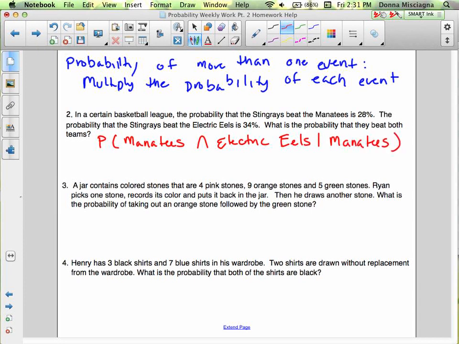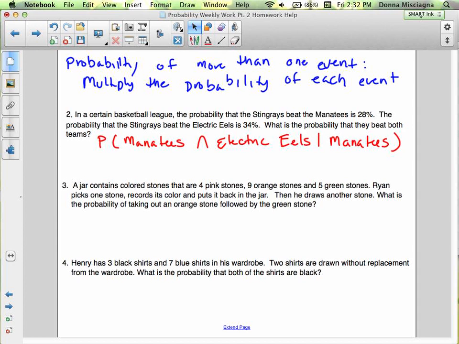Now, if they are independent events, then the probability of electric eels will be the same as the probability of electric eels given that they beat the manatees. If they are dependent events, you would calculate the probability of electric eels given that they've already defeated the manatees. Now, think about it. Does beating one team have anything to do with beating another team? Just a little hint there.